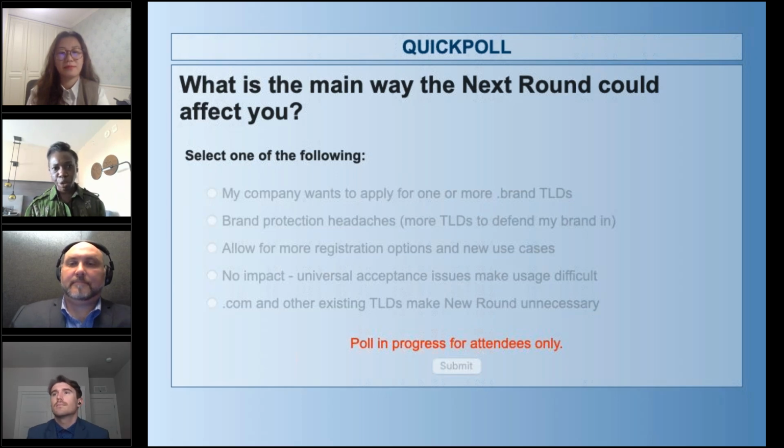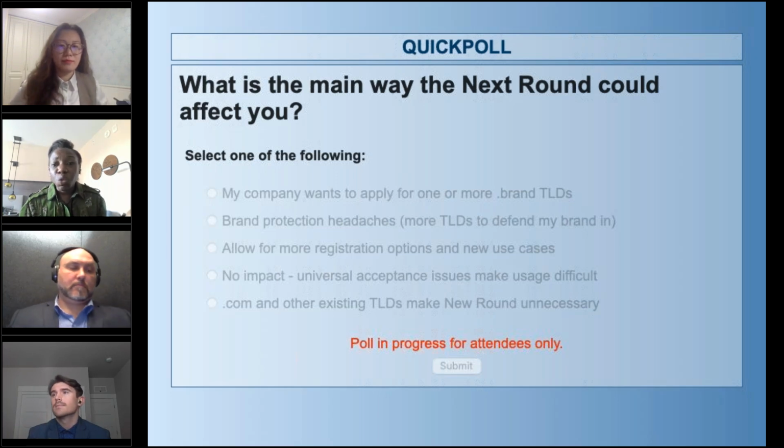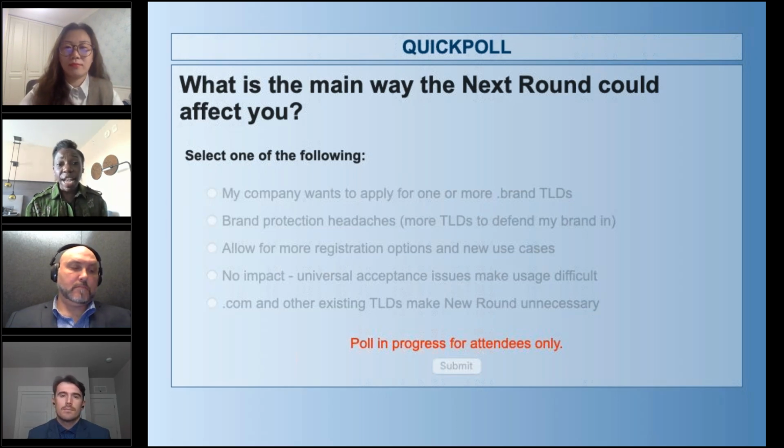We've got a couple of options for you. My company wants to apply for one or more brand TLDs because they're excited and engaged. Brand protection headaches: there are more TLDs and you just don't know what to do. How do I navigate the explosion that's going to come? Also, allowing for more registration options and new use cases, because you're thinking, wow, we can now register in lots of new and exciting ways. Or there's going to be absolutely no impact: universal acceptance issues make usage difficult, so it's not going to be an impact for you and your business or your brand. Or .com and other existing TLDs make new rounds unnecessary. You think there's enough, we really don't need any more TLDs, and that's just how you feel about it.